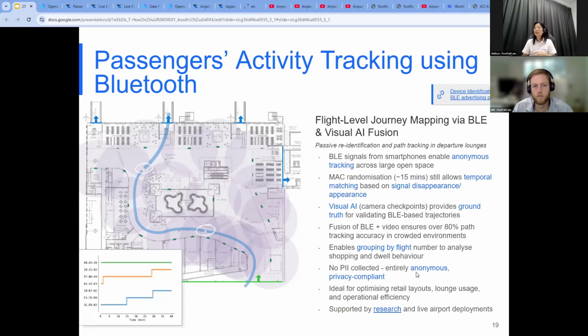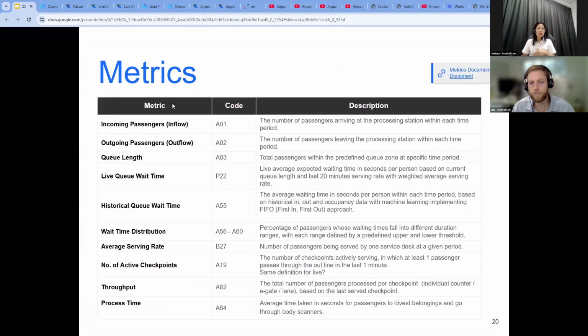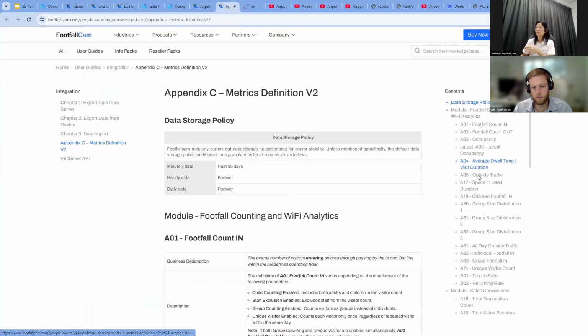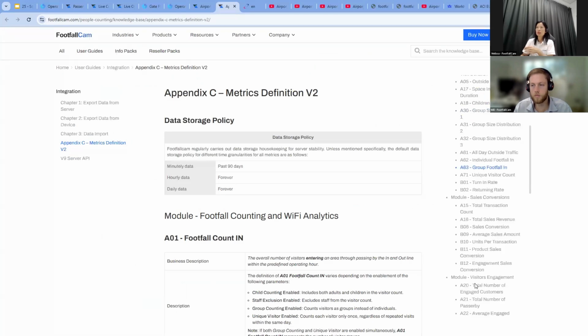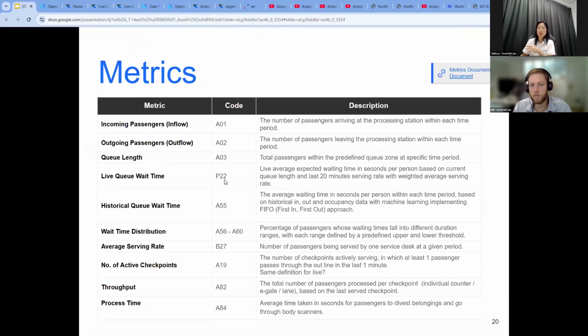So the metrics. Here we will present a high-level summary of the core metrics that are made available through our system, particularly from the metric data set. We have a document here which you can reference for what kind of metrics we measure. But in brief, we fall broadly into a few key categories.